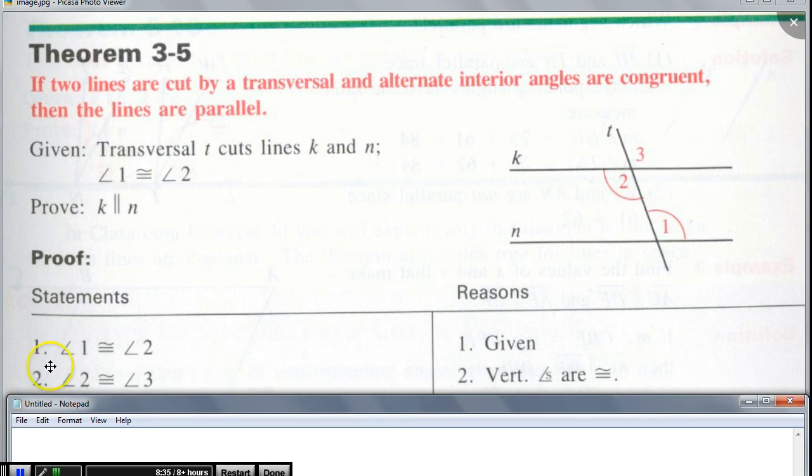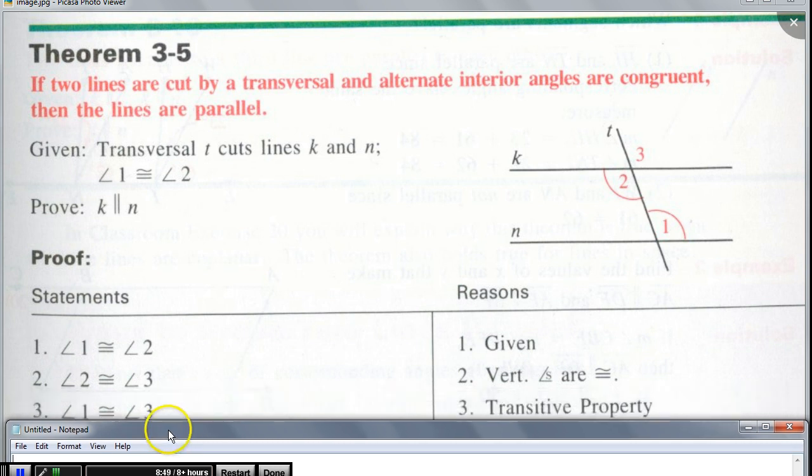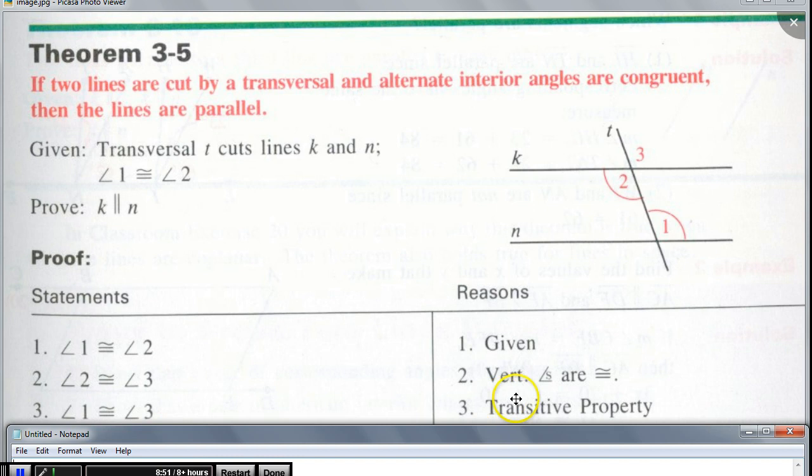Now, look what we have. Angle 1 is congruent to 2, and 2 again is congruent to 3. What can we say next here? How about Kevin? Angle 1 is congruent to angle 3, and by? Transitive property of congruence is correct. They just wrote transitive property again. They should have written down transitive property of congruence.